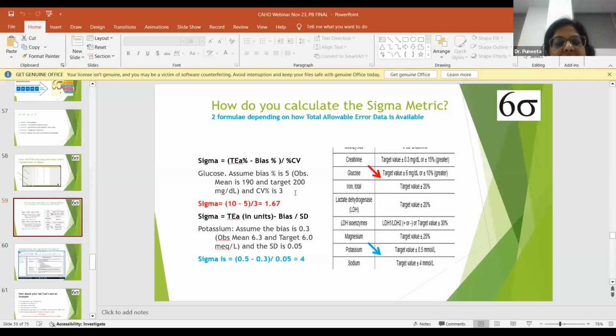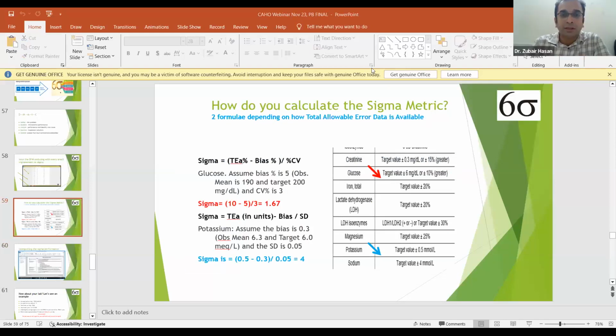CV of that glucose per month is going to be 3% and the total allowable error is 10. So here the sigma calculation is 10 minus 5, that we got in this case, divided by 3. So total error minus bias divided by CV where you're using percentage, and where you're using units, again, total error in units minus bias in units divided by SD in units. That is the format.